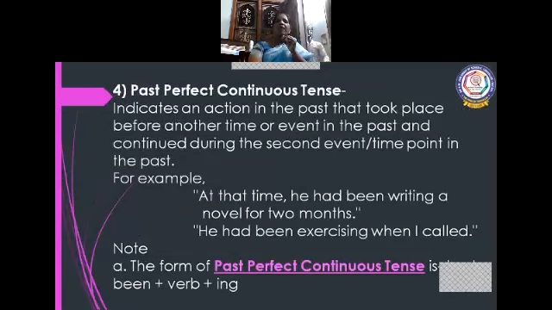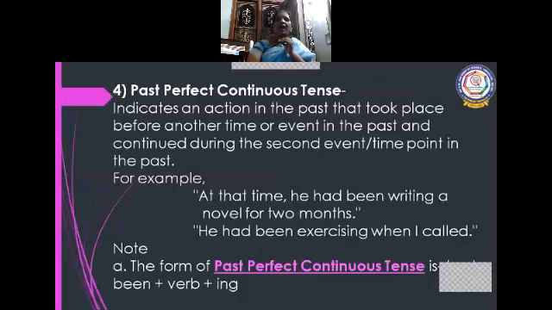Fourth tense is past perfect continuous tense. It indicates an action in the past that took place before another time or event in the past and continued during the second event time point in the past.